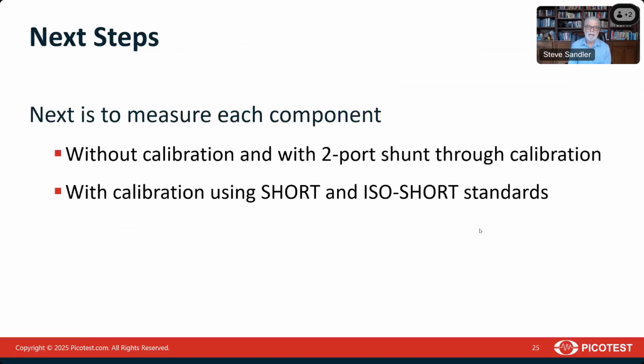and 90 degrees. So what's next? Next, we measure each component without calibration and using two-port shunt-through calibration, and we measure with calibration using short and iso-short standards.